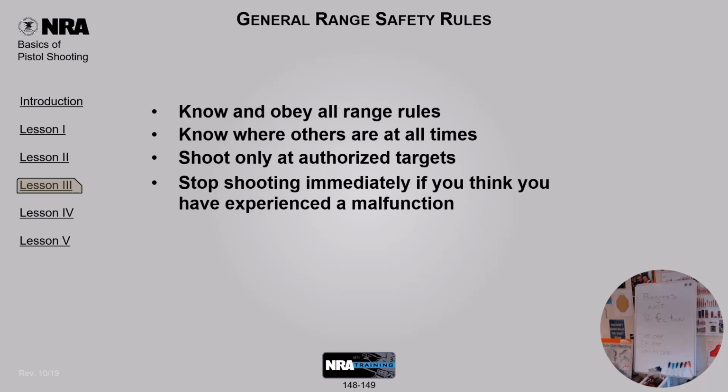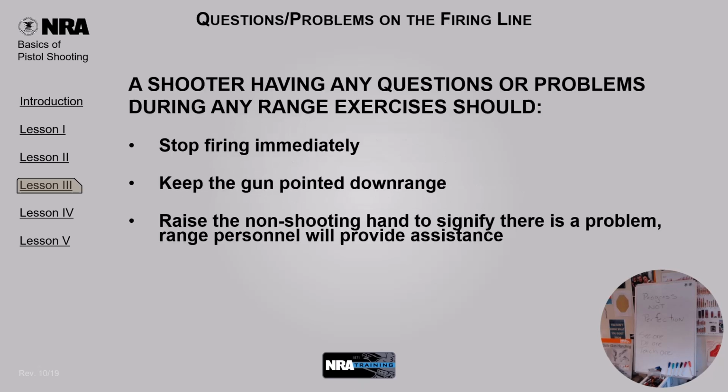Know where others are at all times. It depends on the range that you have. Authorized targets is generally listed in the range rules. So most of them say things like, no exploding targets and that sort of thing. Many ranges actually supply their targets for you to make it easy for you. And then if you have any malfunctions and you're at a public range, there's generally a safety officer on, so you can just stop and raise your hand and get someone's attention.